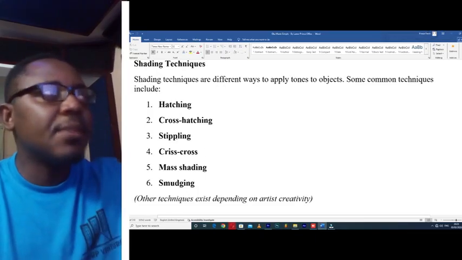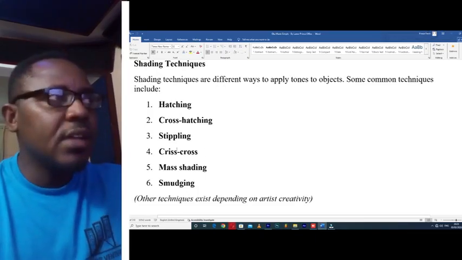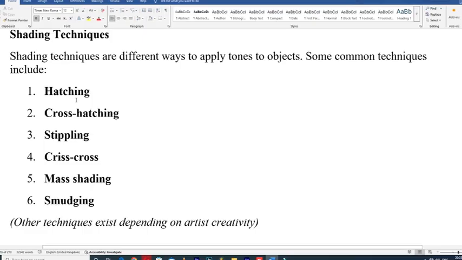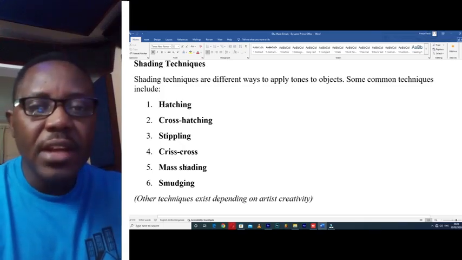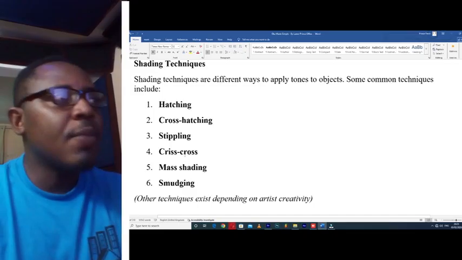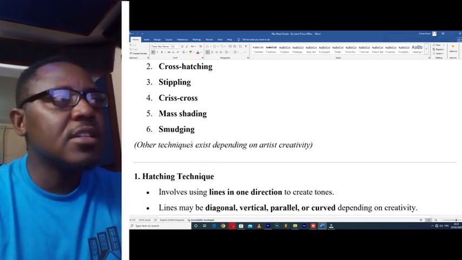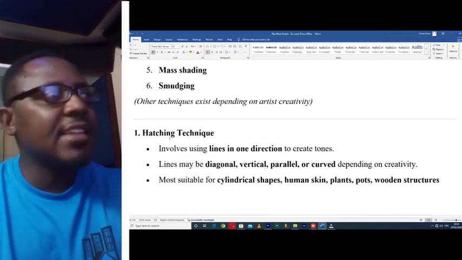These ones are accepted by WASI, NOVDEC, and the rest. We have arching, cross arching, stippling, crisscross, matte shading, and smudging. We are going to dive into them one after the other in the practical class, but I'm going to give you just a brief explanation of them. Let's go to the arching technique.